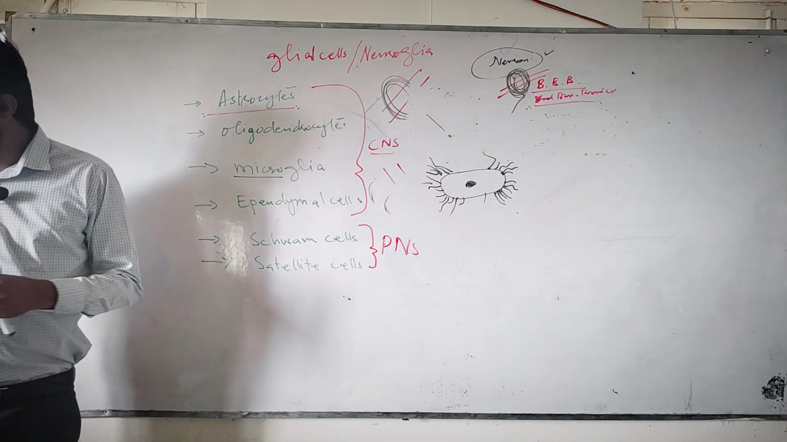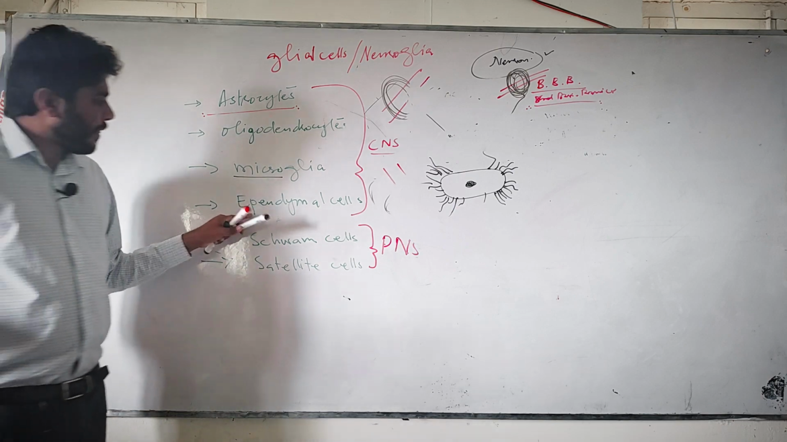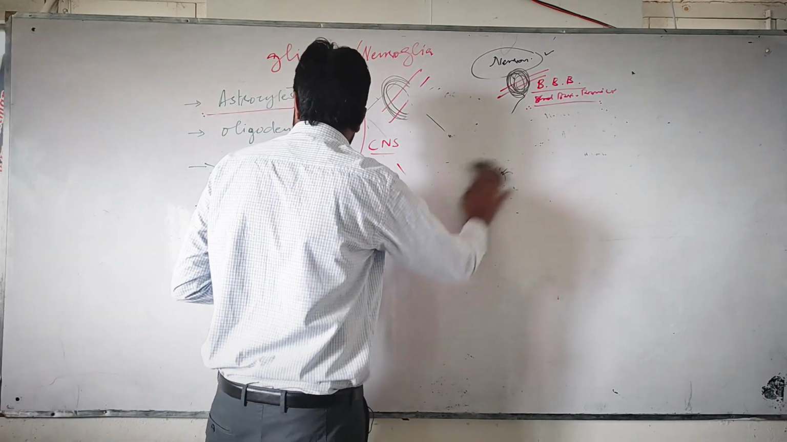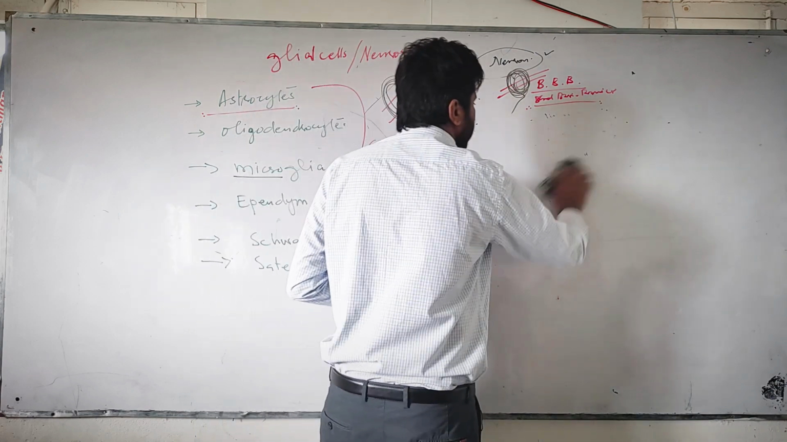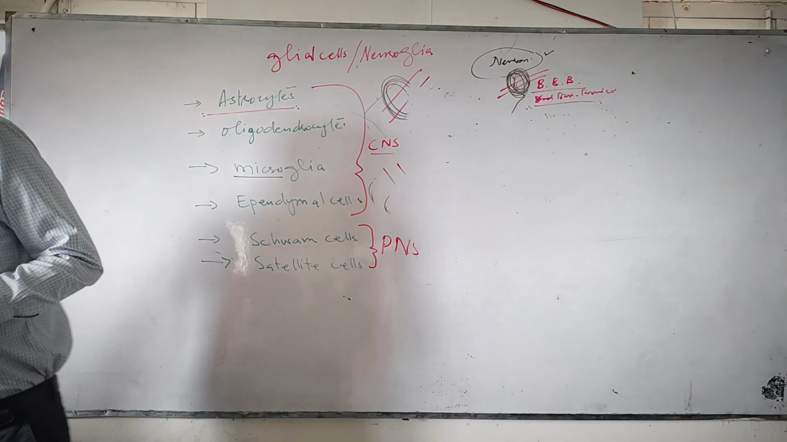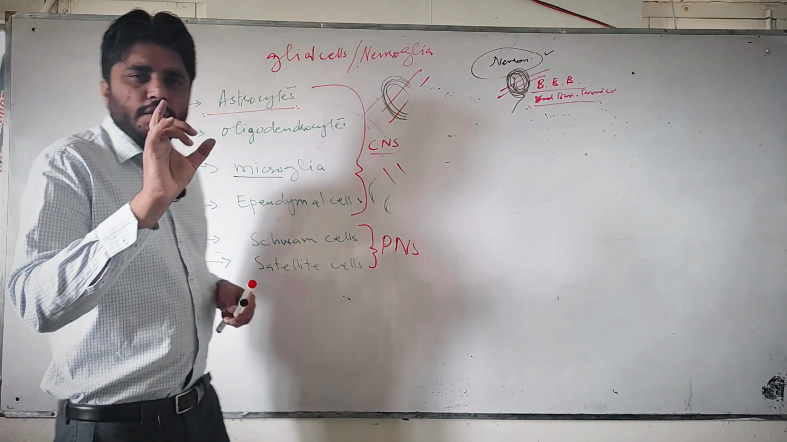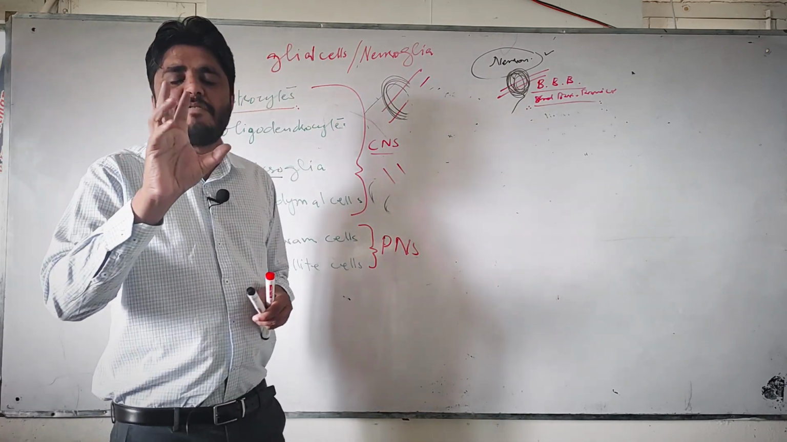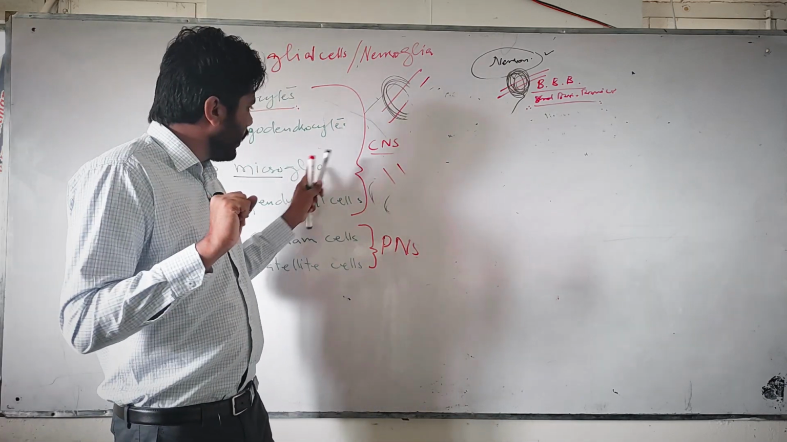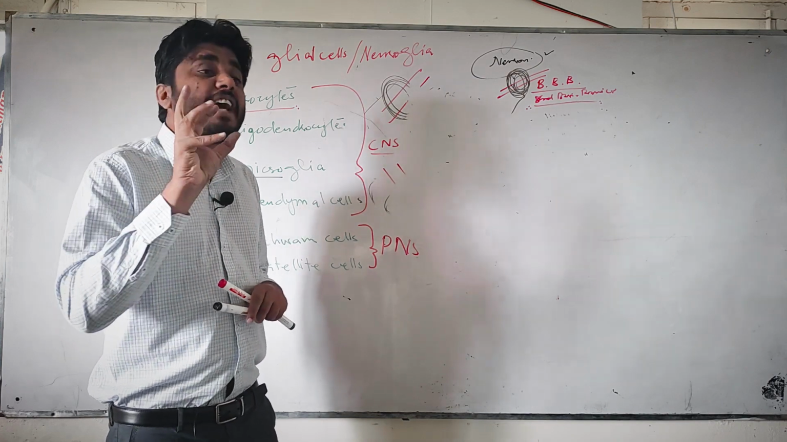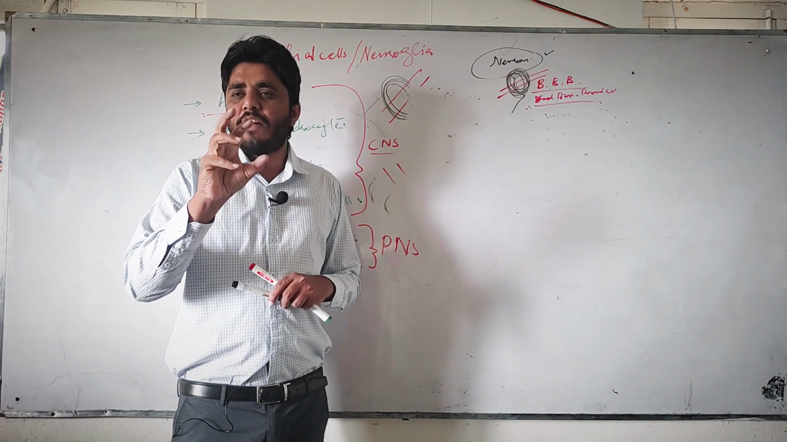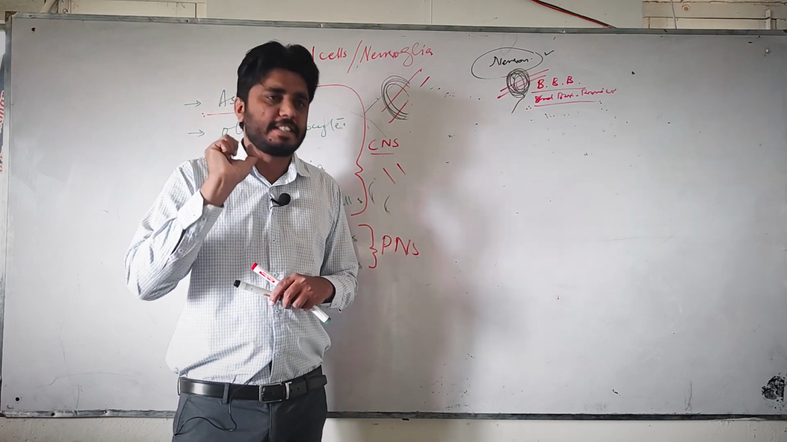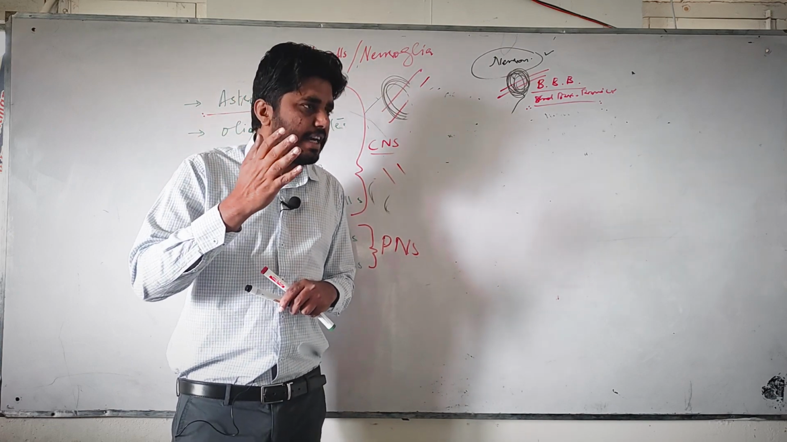Next we have ependymal cells. This is also called the neuroepithelium of the central nervous system. You know what? Your central nervous system has what? Because they are located in the central nervous system, it has cavities. The central nervous system, the brain, has cavities which are called ventricles.